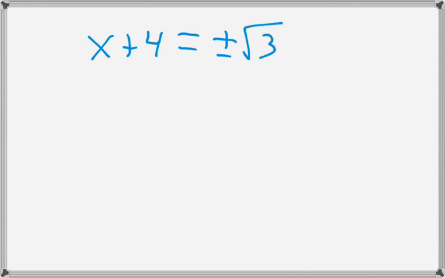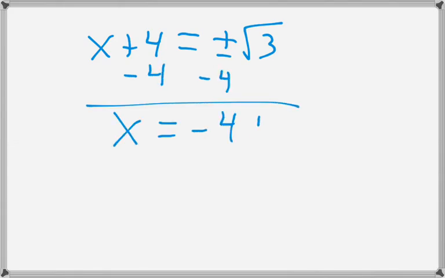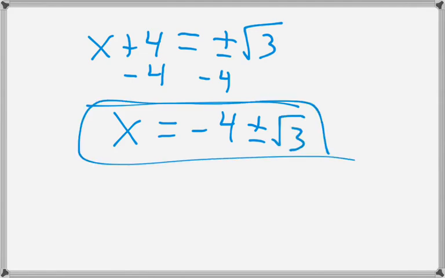Okay, so we are getting real solutions here. They are irrational, so we're just going to write them as negative 4 plus or minus square root of 3. Okay, let's do one more example. Here we have 2x squared plus 6x minus 3 equals 0.